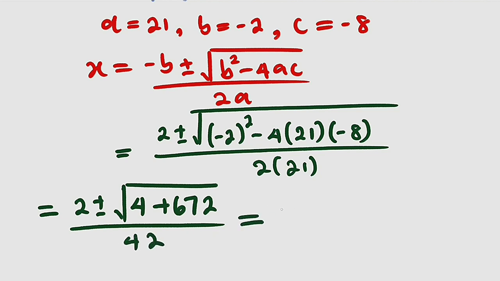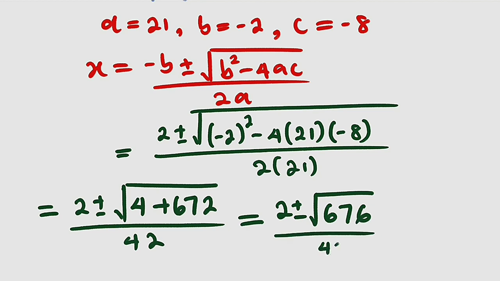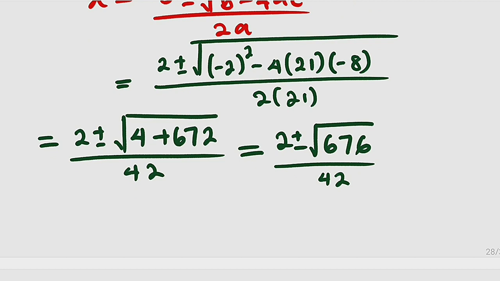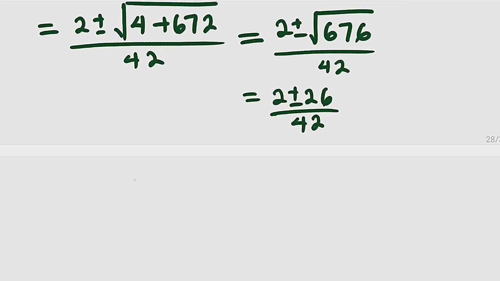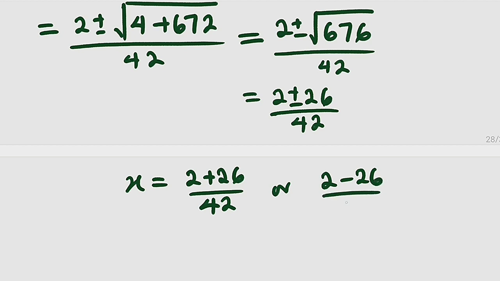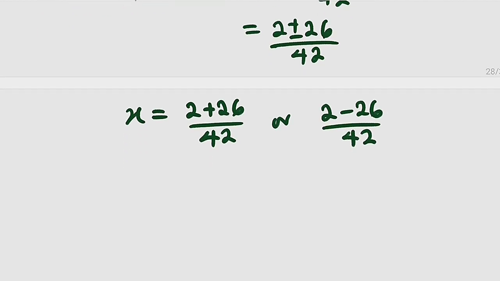I think we can further simplify it as 2 plus or minus the square root of 676 divided by 42, right? So the square root of 676 is equal to 26. So we have 2 plus or minus 26 divided by 42. So the two values of x are x either equal to 2 plus 26 divided by 42 or 2 minus 26 divided by 42. Let us simplify them separately.